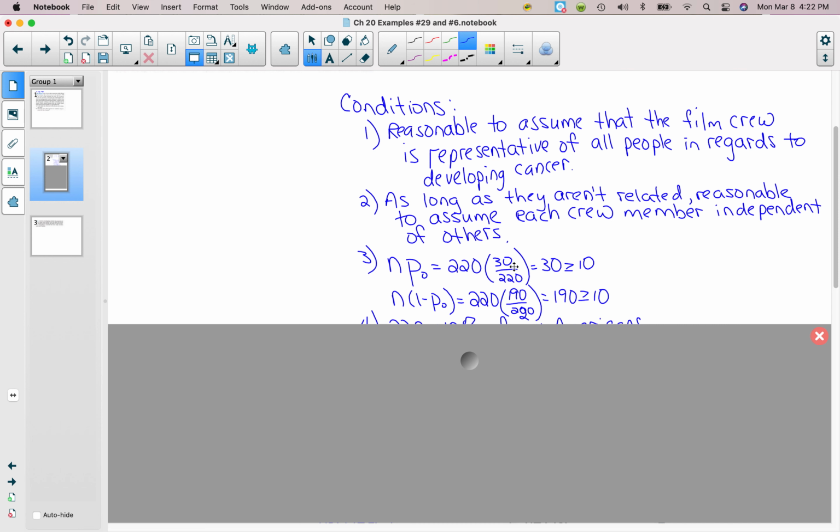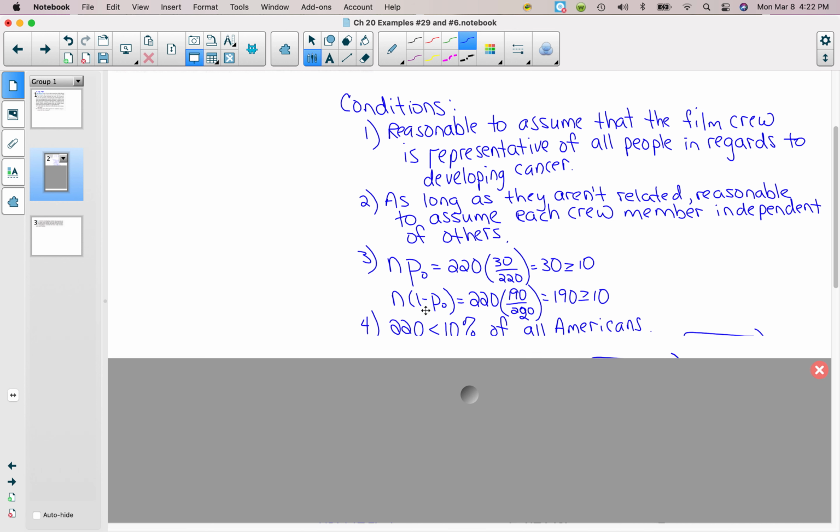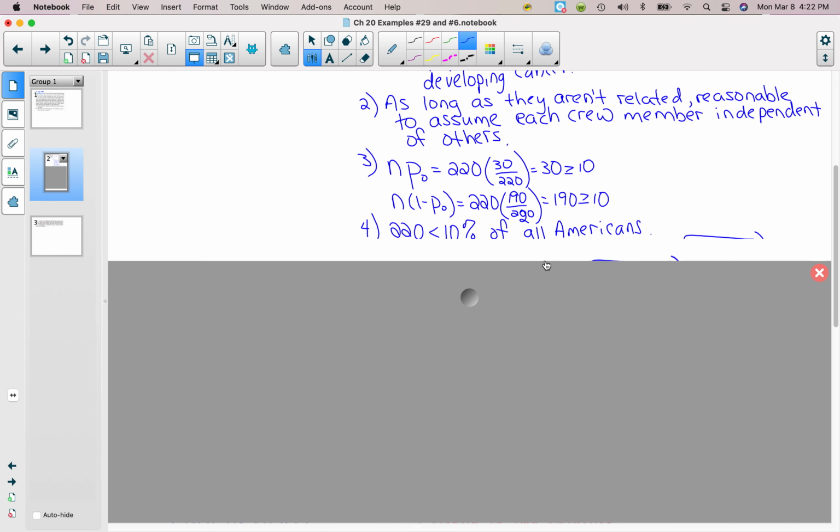So we have n times p naught, where p naught is 30 out of 220, or I could have reduced it to 3 out of 22. And then n times 1 minus p naught would be 220 times 190 out of 220. So I have 30 successes and 190 failures, both clearly greater than or equal to 10. Again, it's very important that you use the p naught value. And then 220 is less than 10% of all Americans. So my conditions are met.